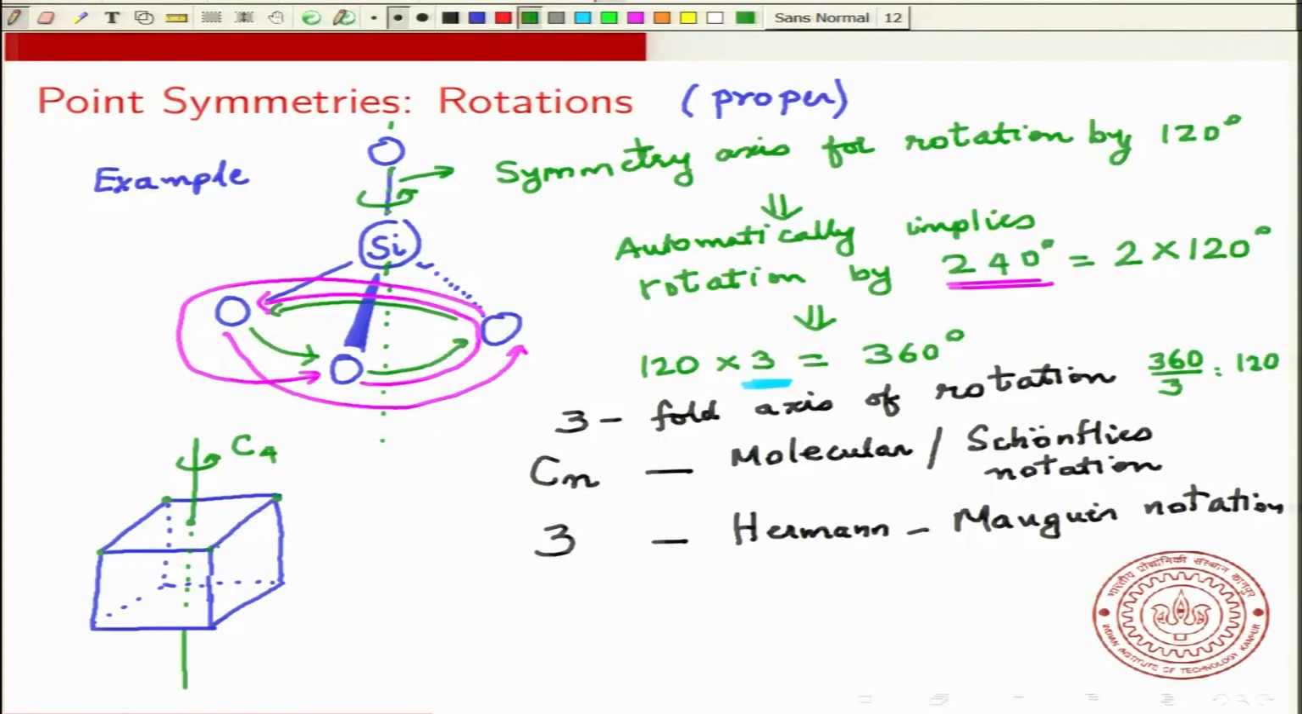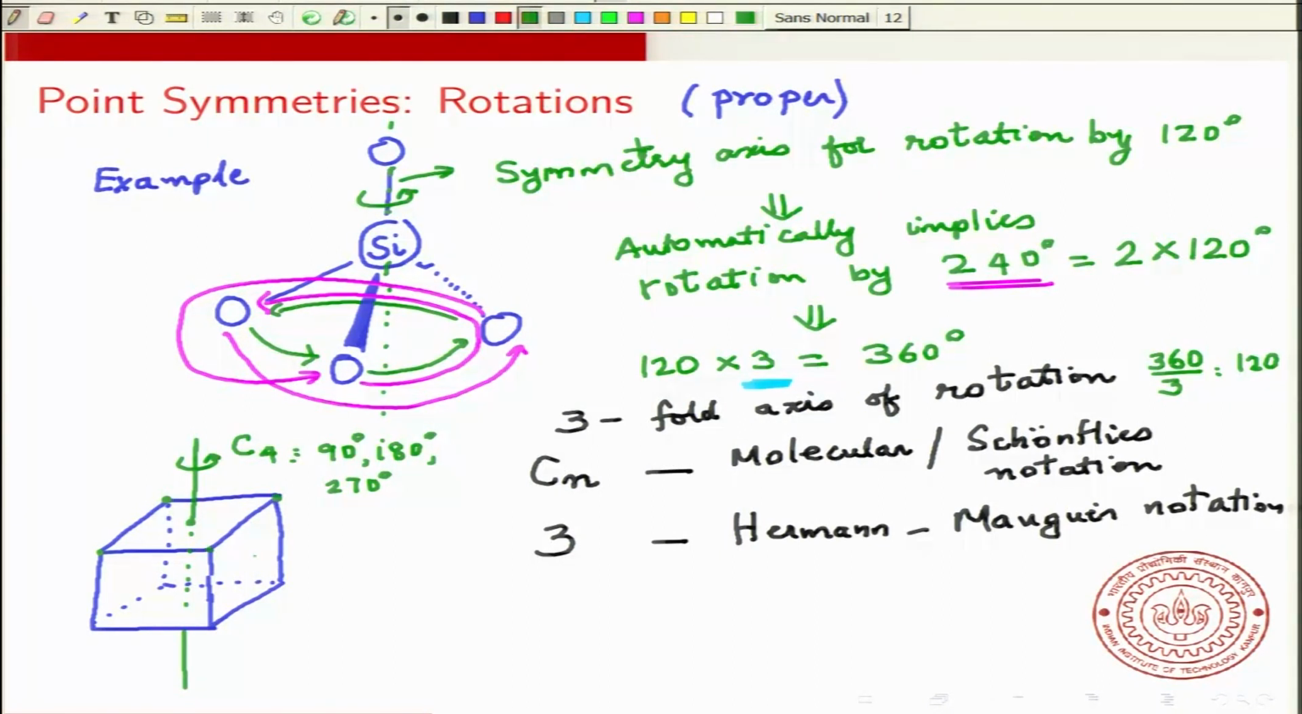And since you can rotate by 90 degrees, you can also rotate by 180 degrees, that is twice 90, or you can rotate by 270 degrees, that is 3 into 90, and if you rotate by 4 times 90 degrees, you get 360 degrees, which is back to the original structure. So, these are the various symmetry operations that you get from this symmetry element, from this C4 axis, okay.